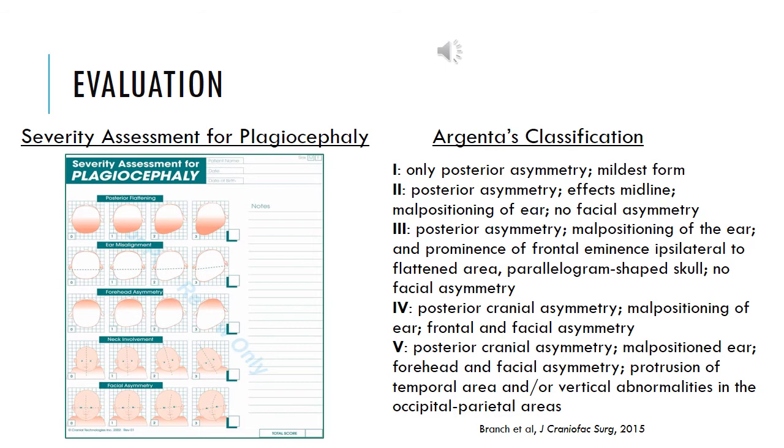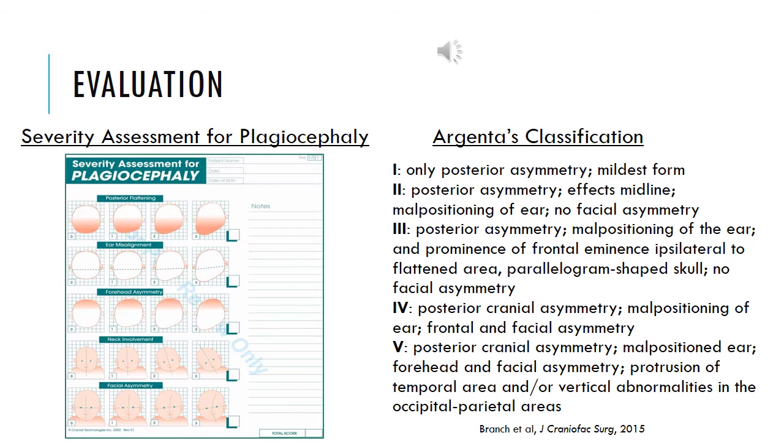So if you look to the left of your slide, you'll see the pictures that represent 5 different categories with a grading scale of 0 to 3, with 0 being no or very minimal involvement and 3 being more of a severe presentation for each of those categories. The categories are dealing with posterior flattening, ear malalignment, forehead asymmetry, neck involvement, and facial asymmetry. So the therapist would take a look at the pictures and evaluate that against the child's presentation and come up with a total score.